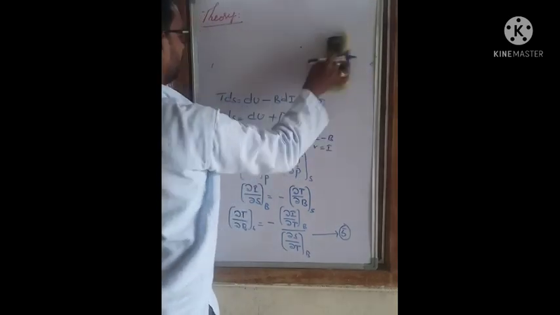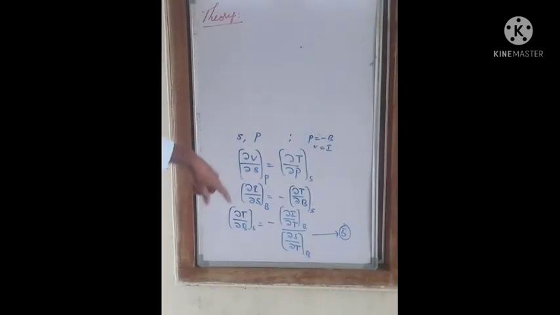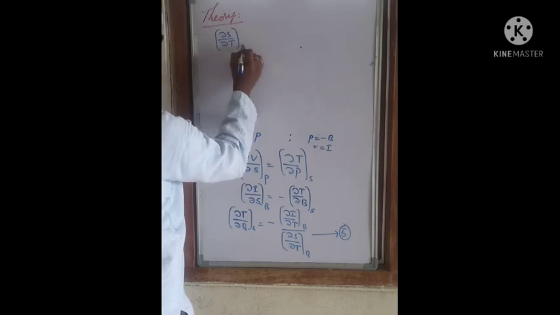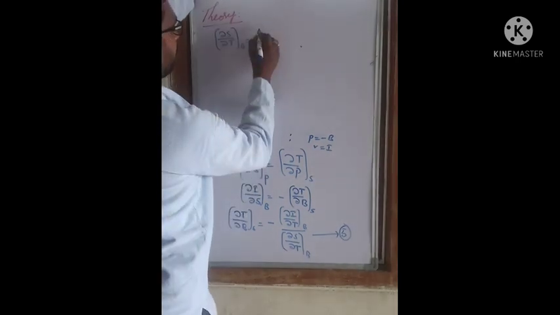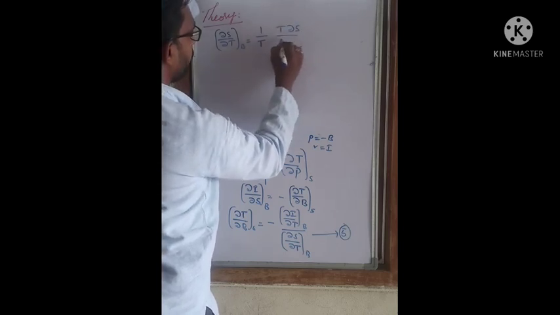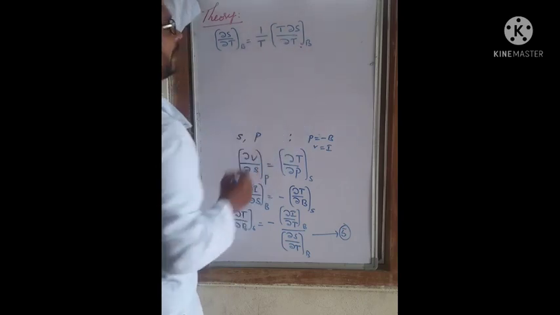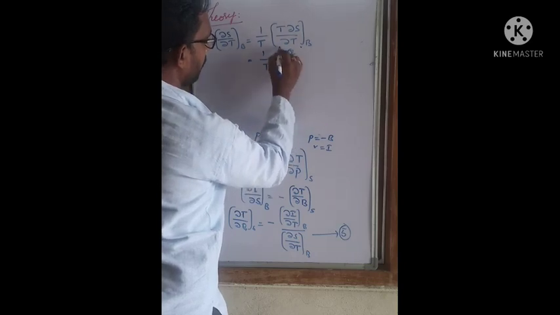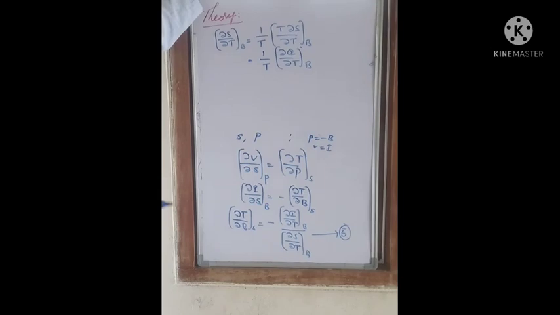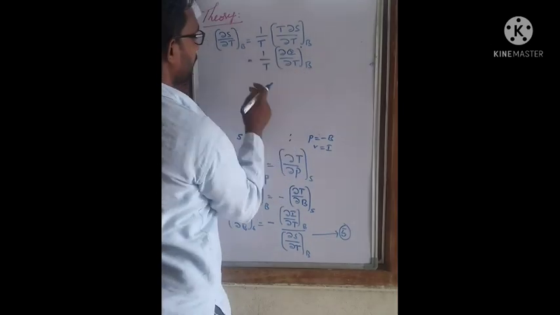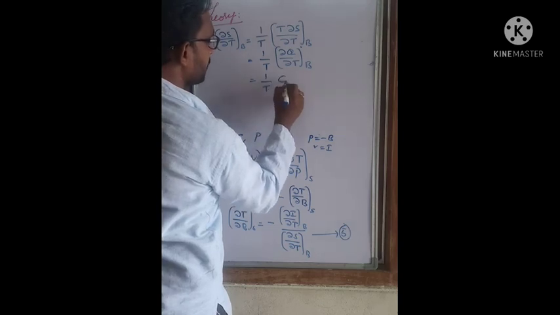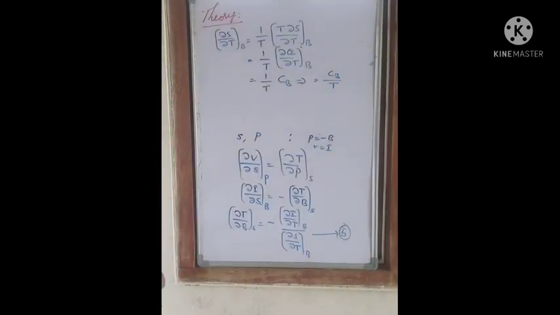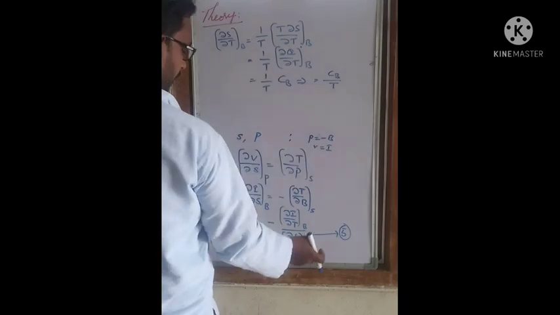Next, from that equation, let us take the denominator part, ∂S/∂T at constant B. Multiply and divide by T, then we get 1 by T and T ∂S/∂T at constant B, and we know that T dS equals dQ. So this can be written as 1 by T times ∂Q/∂T at constant B, where ∂Q/∂T is nothing but the specific heat capacity, represented by C_B at constant magnetic field density. So finally we get C_B by T.